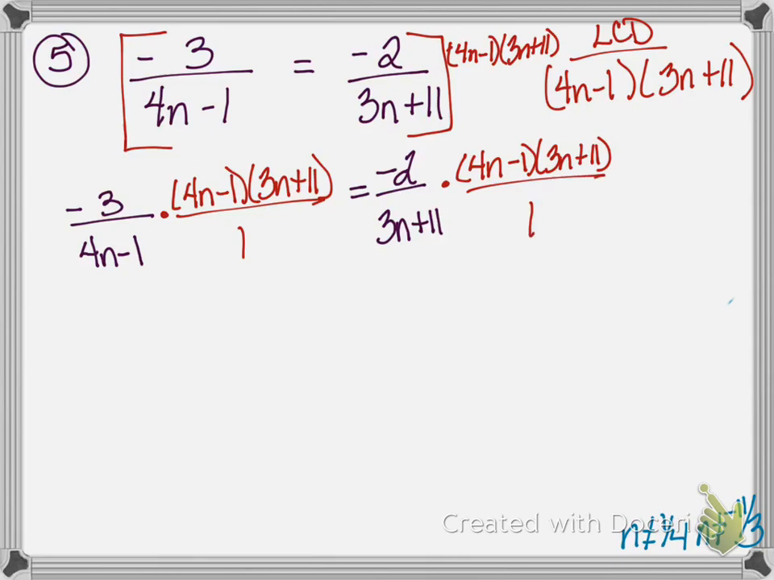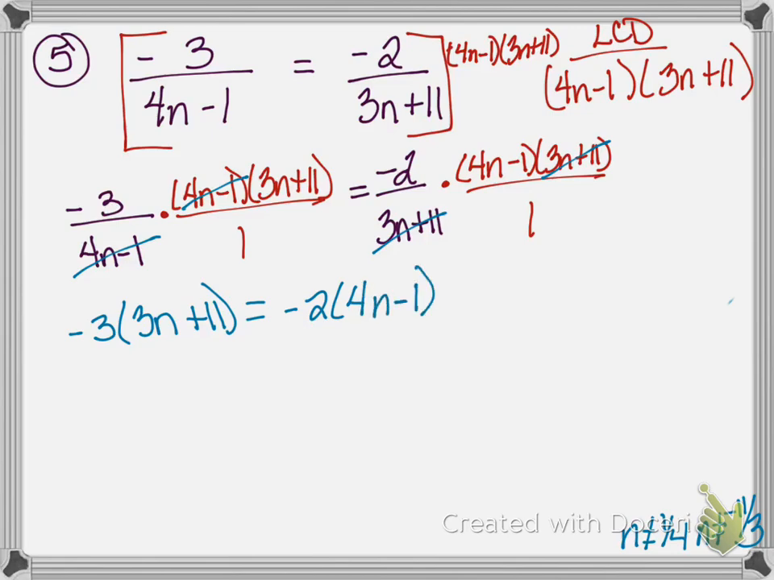Okay, so now we get to clear out our denominators, 4n minus 1 and 4n minus 1. I'm left with negative 3 times 3n plus 11. Okay, 3n plus 11 clears out. I'm left with negative 2 times 4n minus 1. Okay, at this point, we have something that we can manage pretty easily. Negative 3 times 3n is negative 9n. Negative 3 times 11 is negative 33. Then I have negative 2 times 4n is negative 8n. Negative 2 times negative 1 is plus 2.